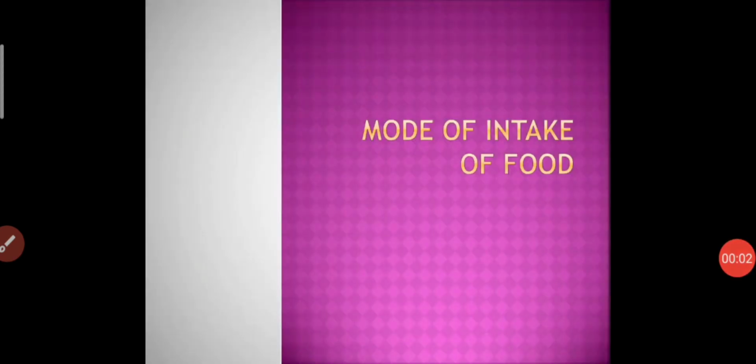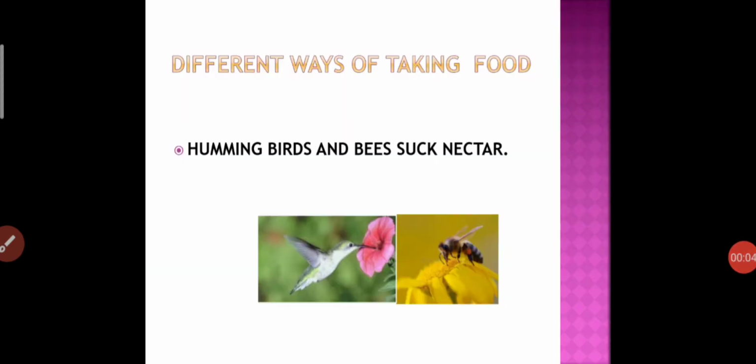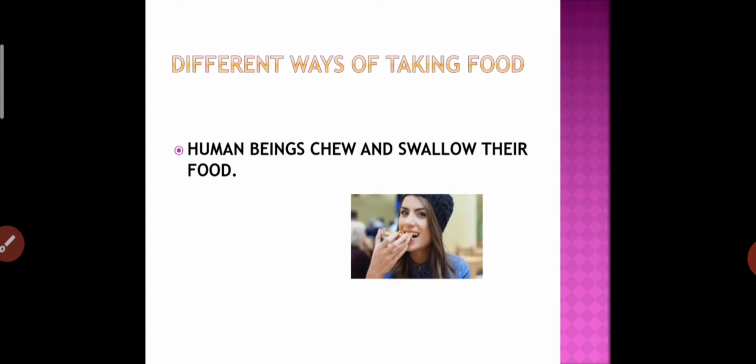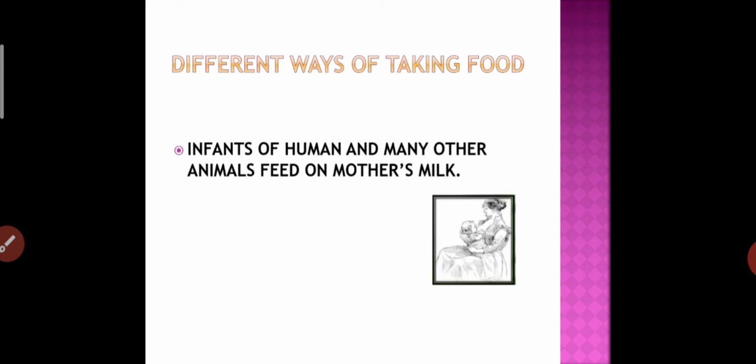Mode of intake of food. Different animals have different modes of taking in food. Mode of taking food into the body varies in different organisms. Hummingbirds and bees suck nectar. Human beings chew and swallow their food.